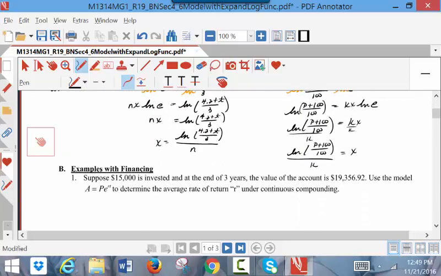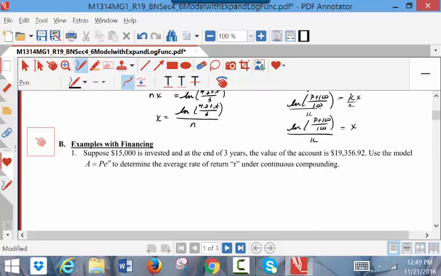All right, so now we get into a financing example. It says, suppose that $15,000 is invested, and at the end of 3 years, the value of the account is $19,356.92. Use this equation for continuous compounding to determine the average rate of return. So the average rate of return is your R value. All right, so let's see.